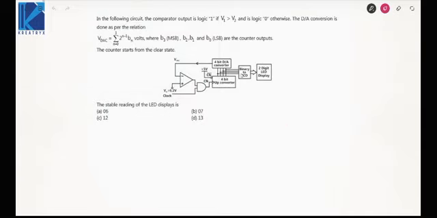Moving to the last problem. In the following circuit, the comparator output is logic 1 if V1 is greater than V2 and logic 0 otherwise. The DA conversion is done using the relation given here, where B3 is MSB and B0 will be LSB. The counter starts from clear state, the stable reading of LED.